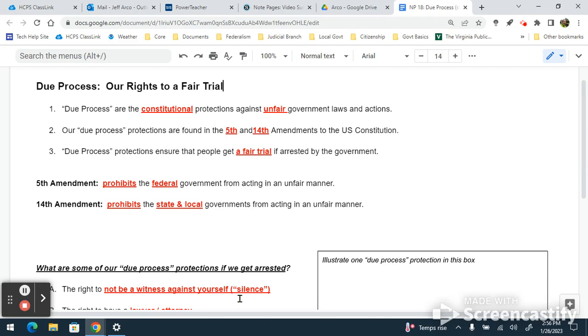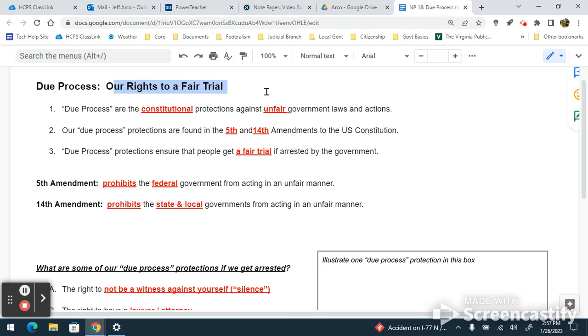This is note page 18, due process, our rights to a fair trial. As you've learned on note page 17, there are three different courts in the federal system: the district, the appeals court, and the U.S. Supreme Court. All three courts are set up so that they can review one another's decisions.